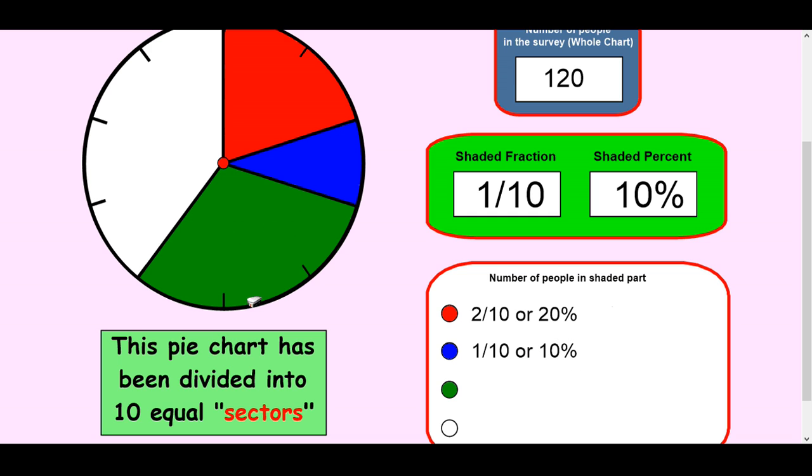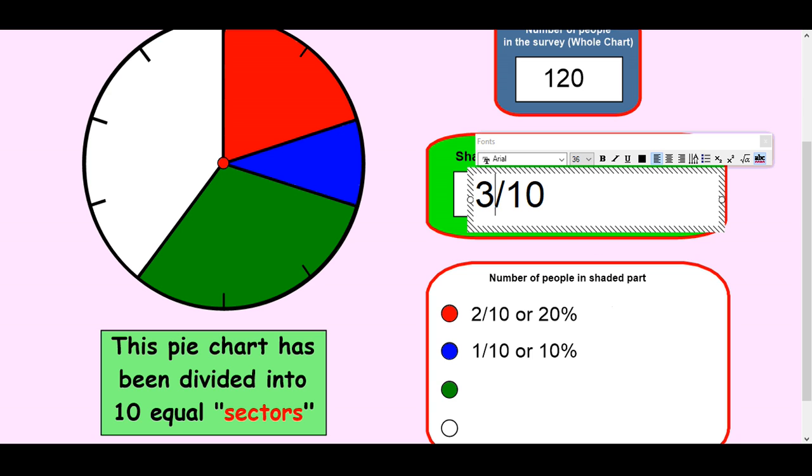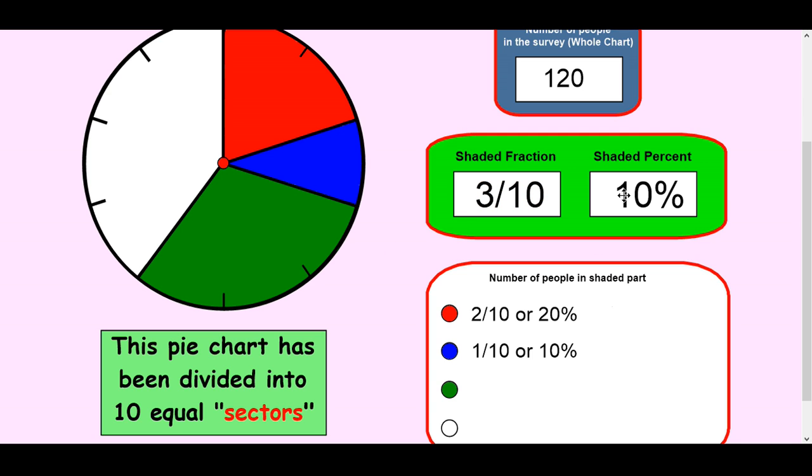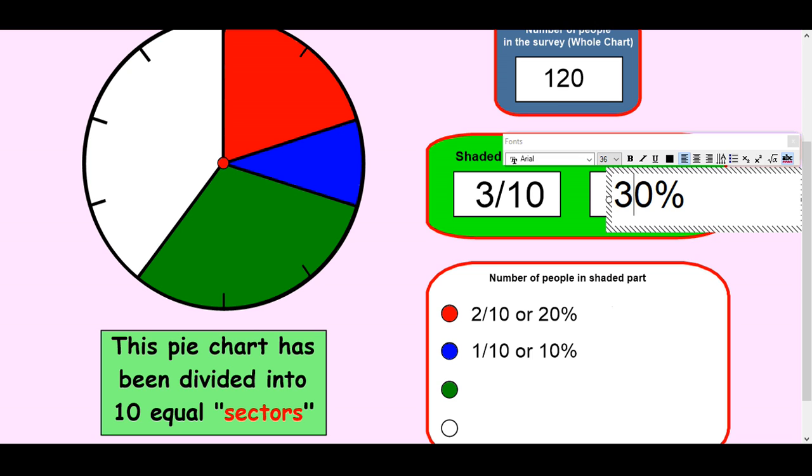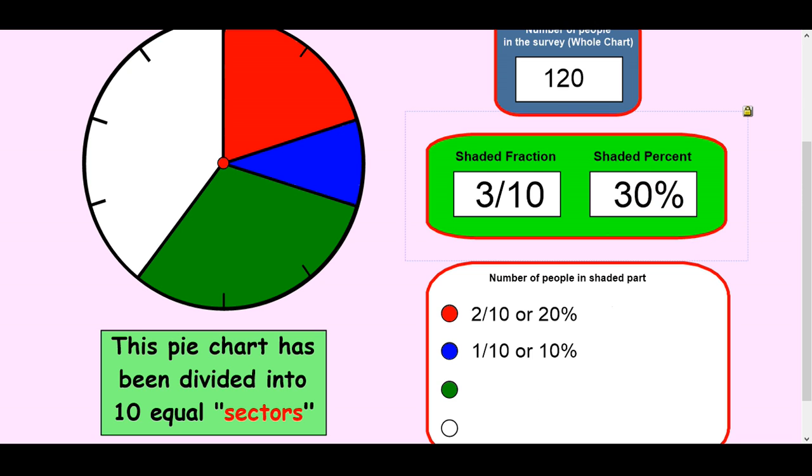We can see the green bit's 3 parts out of 10, so that's 3 tenths. And you can see this is the same thing every time. And 3 tenths is 30%. And again, I'll just write that down here. So we've got 3 tenths for that bit, or 30%.